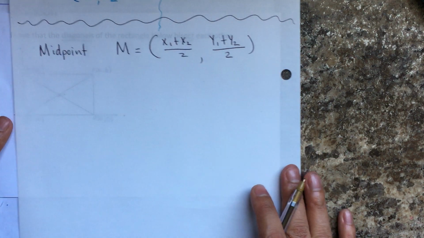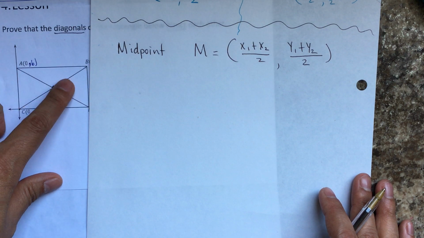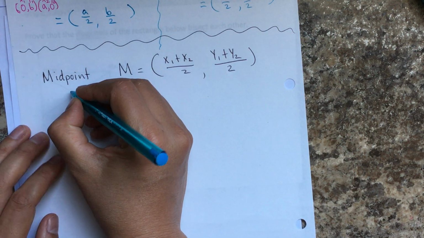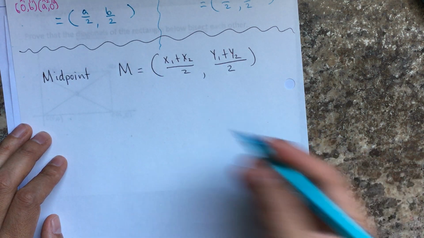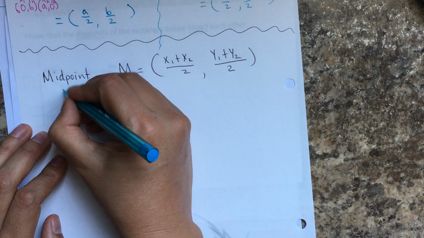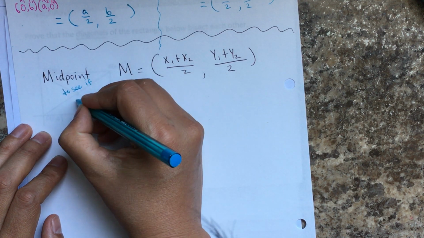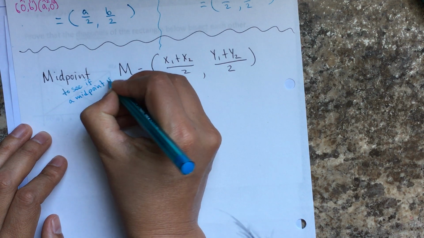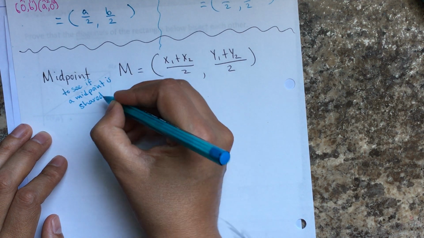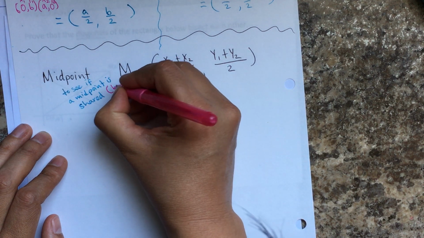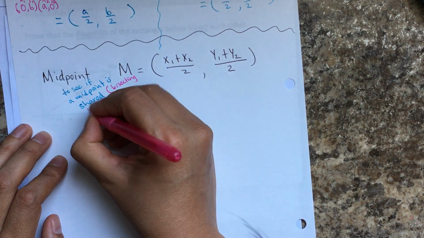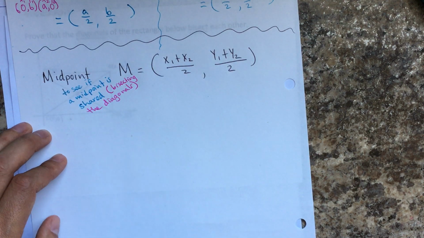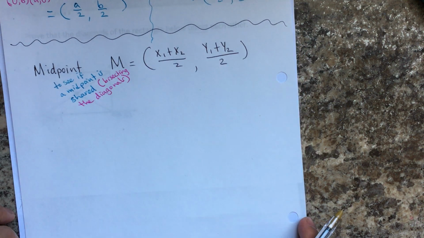And in here we notice that it helped us find midpoints of diagonals. Okay, so I'm going to put in here that up to now this has helped us find midpoints of diagonals, to see if a midpoint is shared, and this means bisecting the diagonals. Okay, so that's what the midpoint has done for us in this lesson.